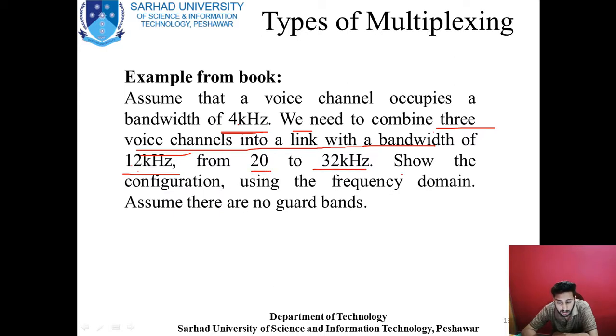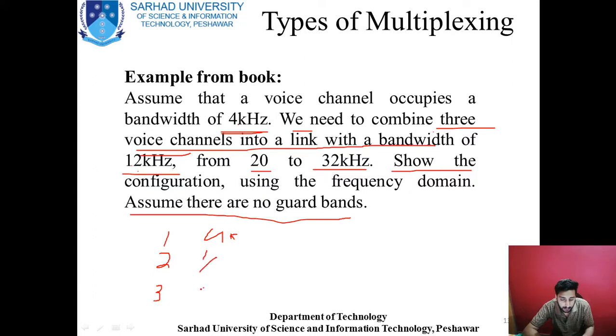Now it is asked that you show the configuration using the frequency domain, and you have to assume no guard bands. Now you see the solution is very simple. You have three different users, let's say 1, 2, 3, and each user has a voice channel of 4 kilohertz, 4 kilohertz, and 4 kilohertz, and you are given the total bandwidth of the link, that is 12 kilohertz. So it is very easy to allocate this 12 kilohertz into this 12 kilohertz. You just start by allocating user A from 20 to 24.